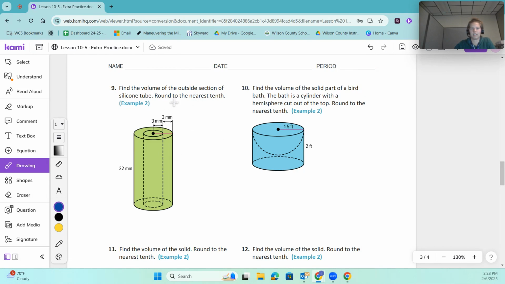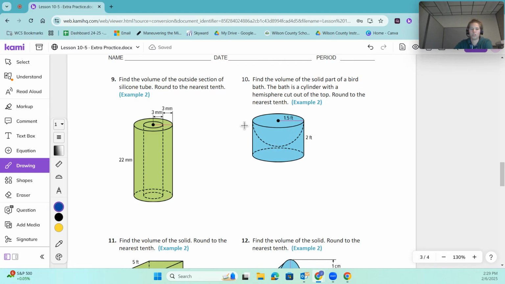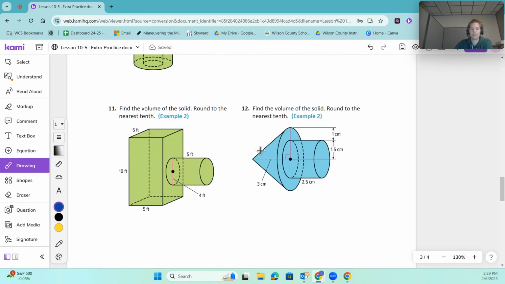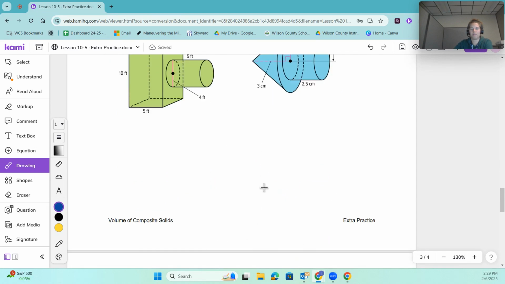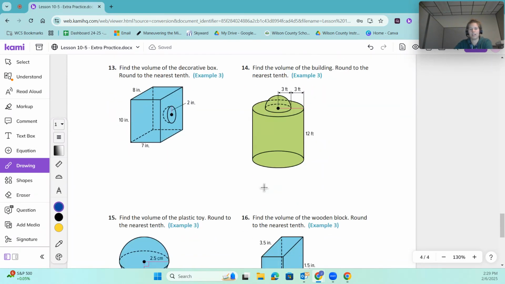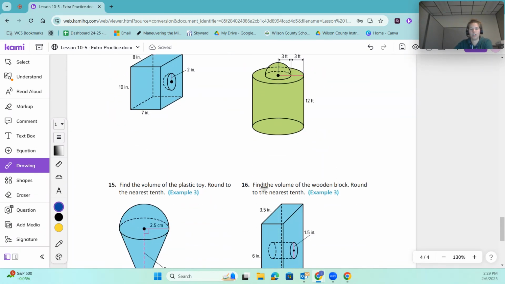There are a couple more that you can try just like that, where it says the volume of the outside section. So you can try those on your own. There are a couple more that have them together, and some more different ones that you can try on your own if you'd like.